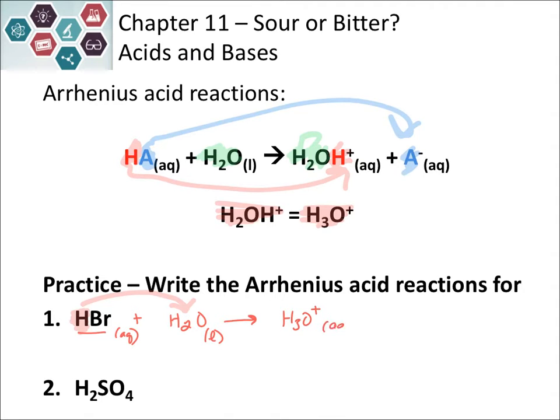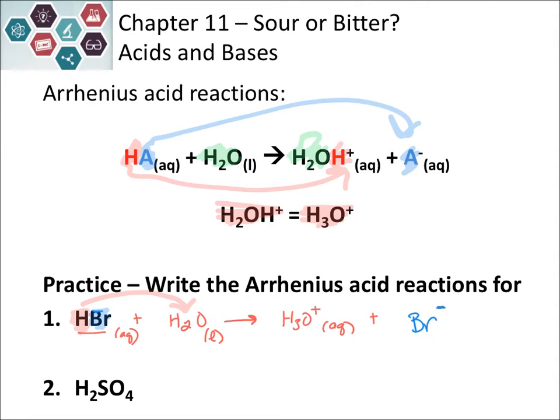Your products are always going to be aqueous because they're in water at this point. Then the leftover part of the acid, the Br, becomes your anion. We removed one H plus, so we're left with a negative. You can also figure that out by looking at the periodic table. Bromine is in group 7, so it's a -1 charge.